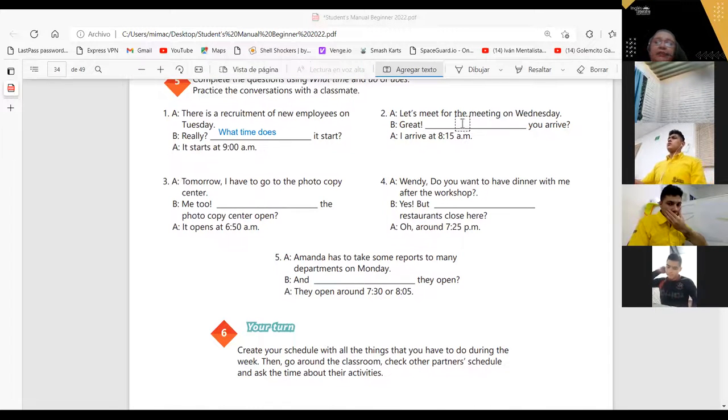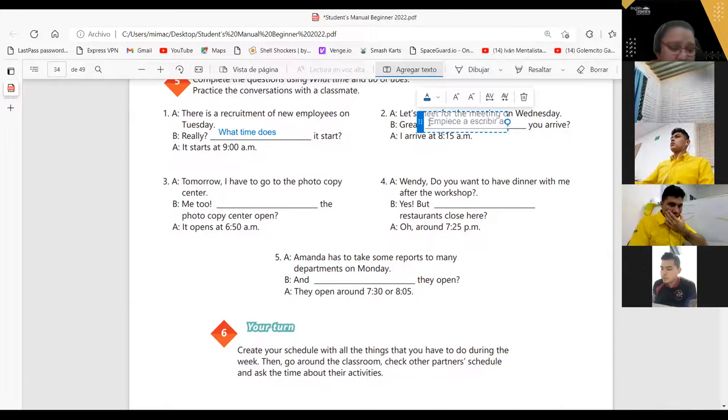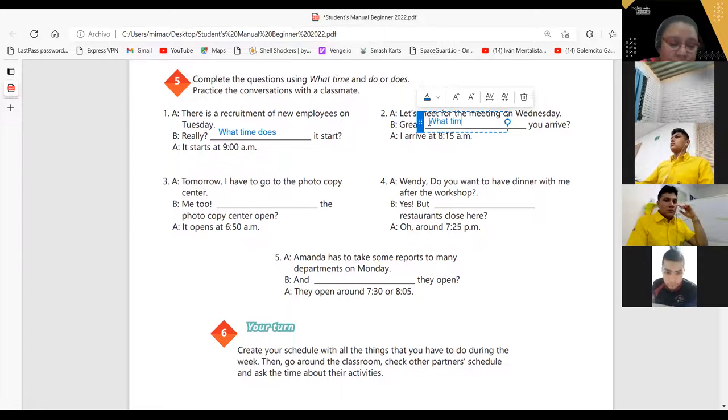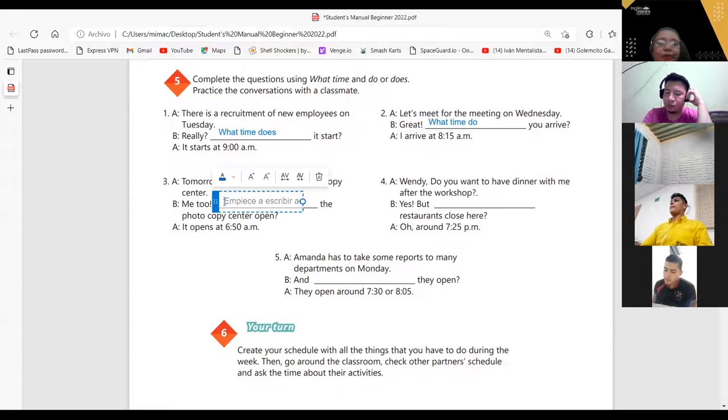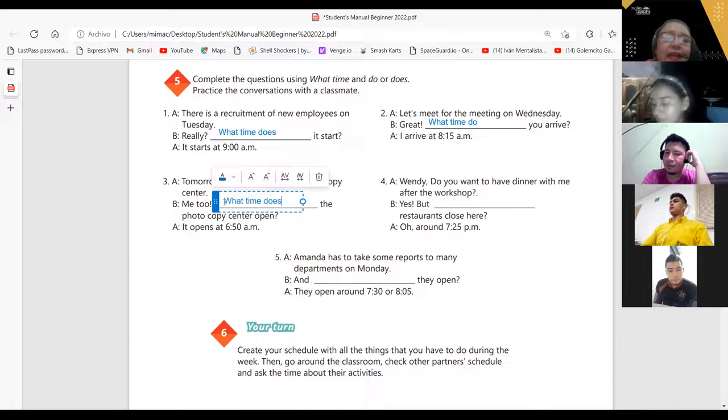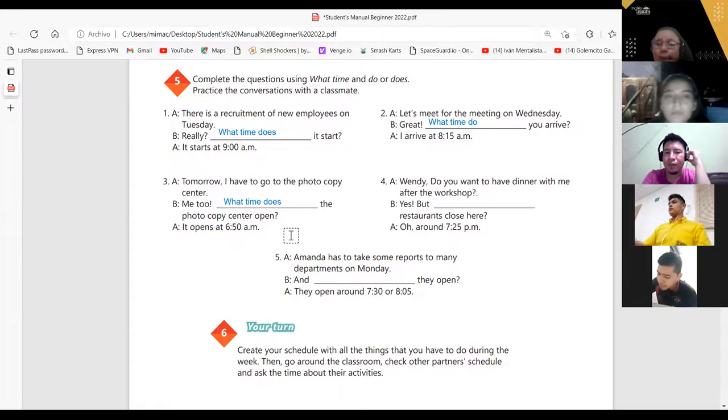Number two. Let's meet for the meeting on Wednesday. Great. The question is, what time do you arrive? I arrive at 8:15. Now, number three. Tomorrow, I have to go to the photocopy center. Me too. And then, what time does? Excellent. Congratulations. Me too. What time does the photocopy center open? It opens at 6:50 a.m.